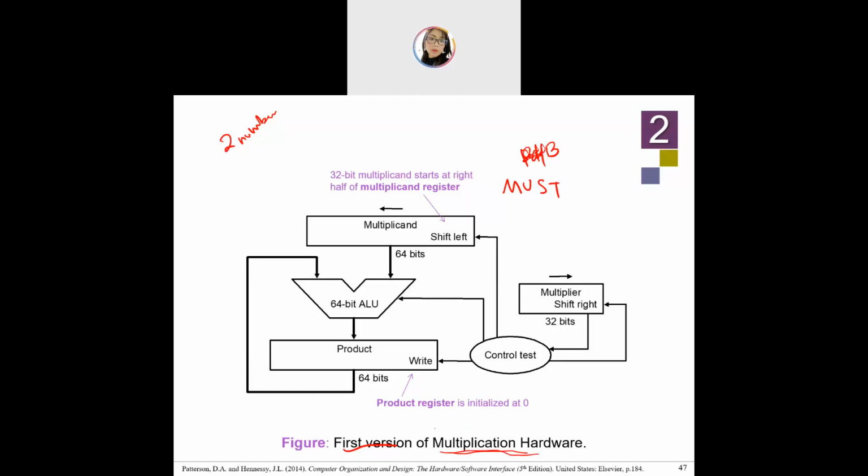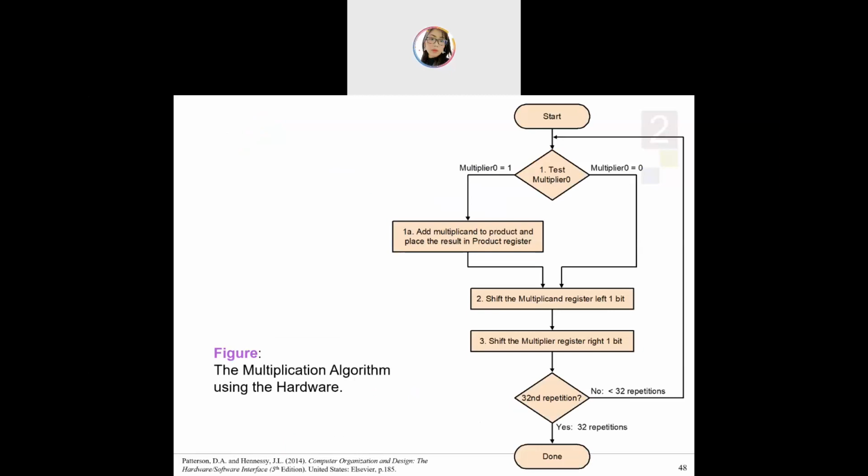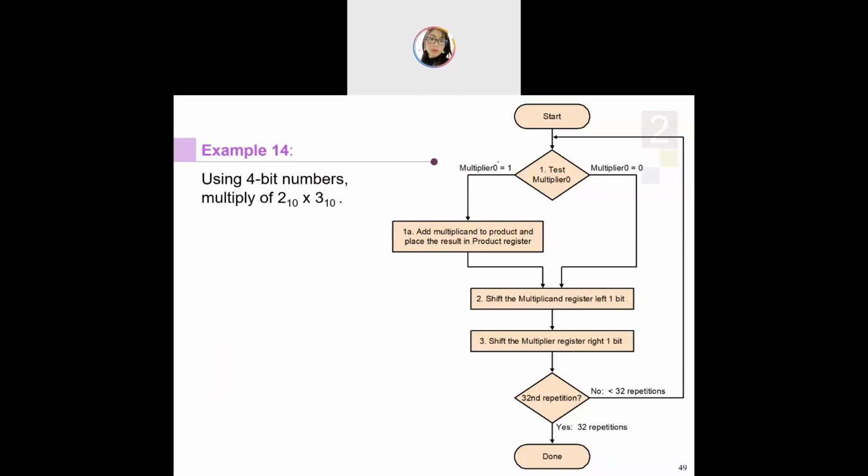So you need to remember the steps. The flow chart will be given. As mentioned, normally the flow chart will be given, similar to your division, but you need to know how to apply it. What is this step? Sometimes you don't know. Multiplier 0, what does this mean? And where are you going to put MC, which is where?